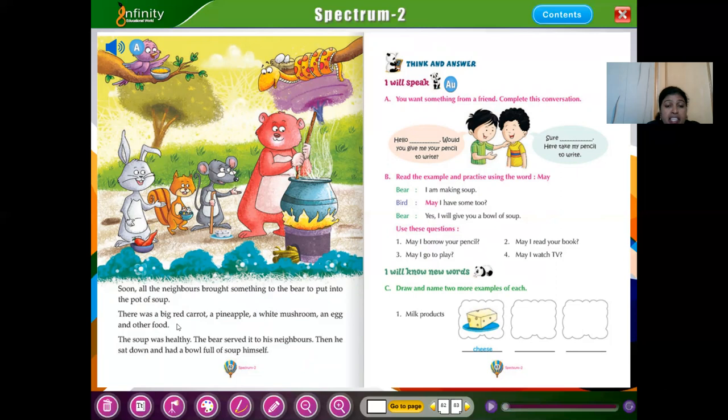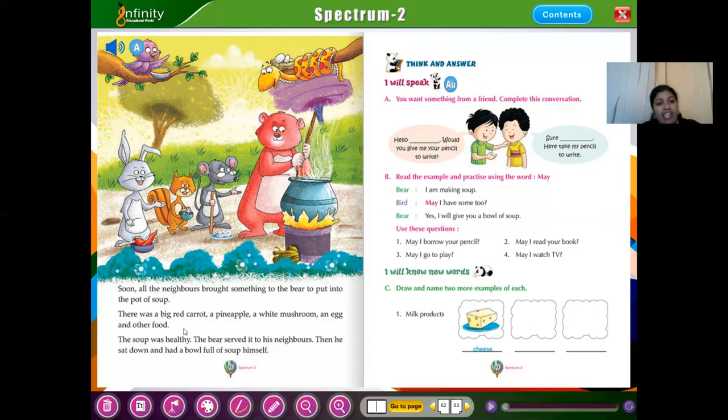There was a big red carrot. Something has been brought by the little rabbit. It has brought a carrot, isn't it, children? And a pineapple. Someone has brought a pineapple. Then a white mushroom, from the squirrel. He brought a water mushroom. Then an egg. See, just observe here the egg and also the other food.